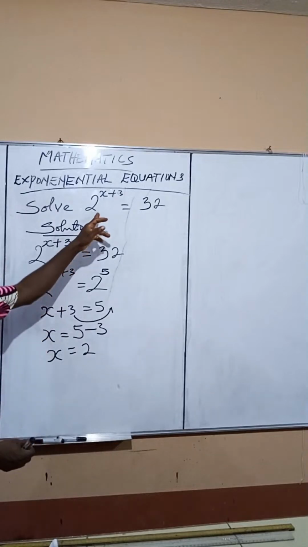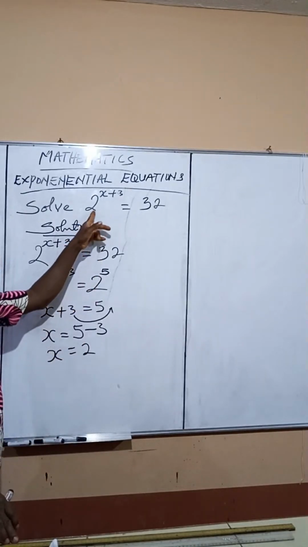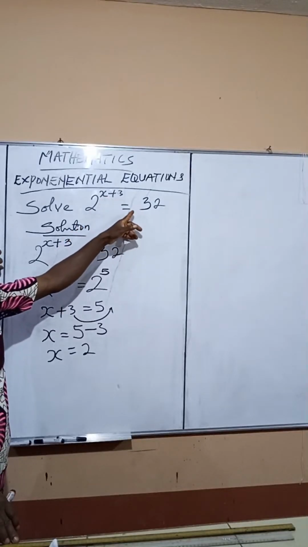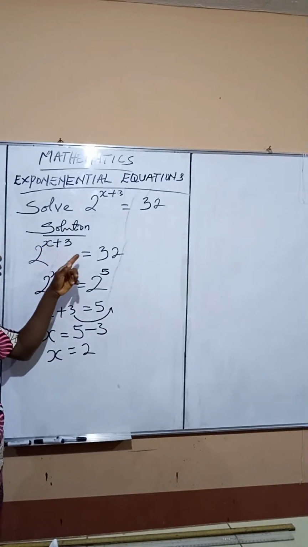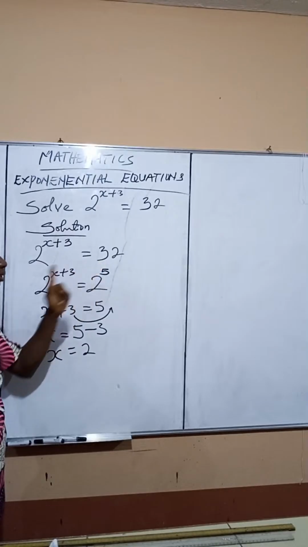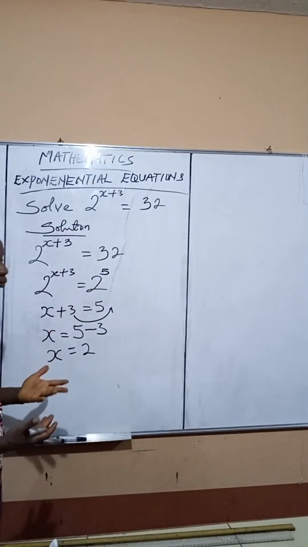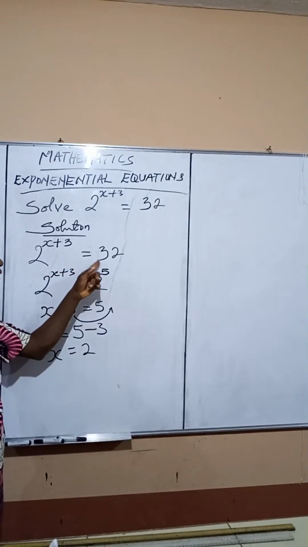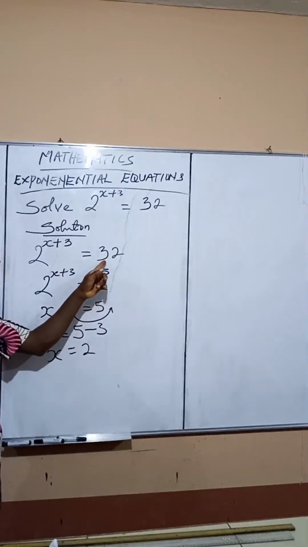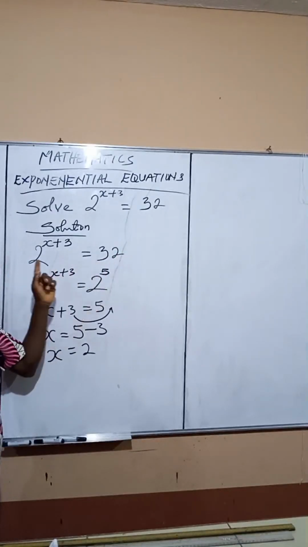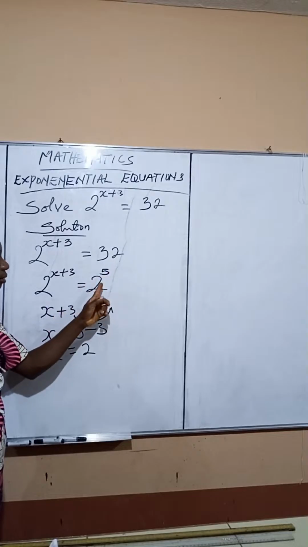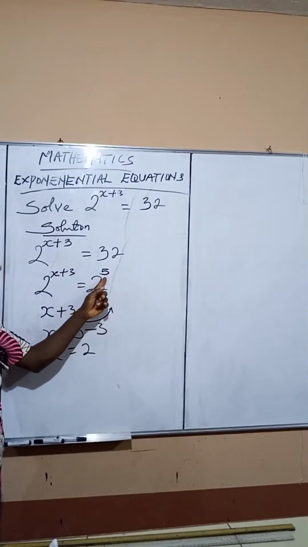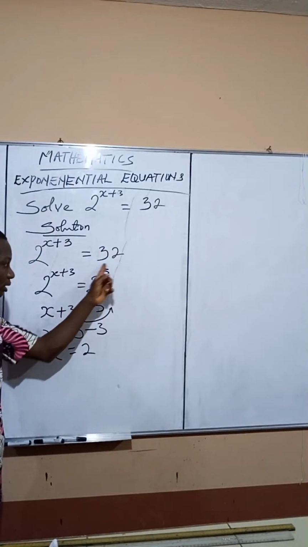So remember, this is the second one we are solving now. This is 2 raised power x plus 3 equals 32. So that gives 2 raised power x plus 3 equals 2 raised power 5. What we are expected to do normally is to equate the base. Here we have 32, we have to make it 2. The only way is to look for a number 2 that will be raised to the power of 5, so that we can get 32. So that was what we did here.